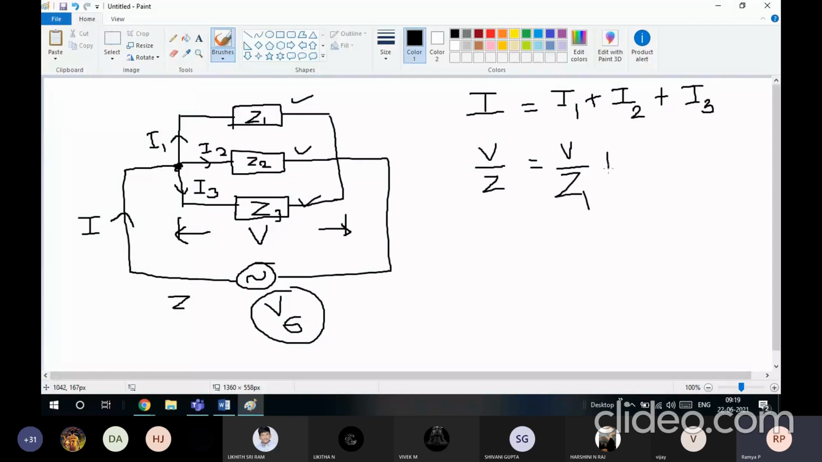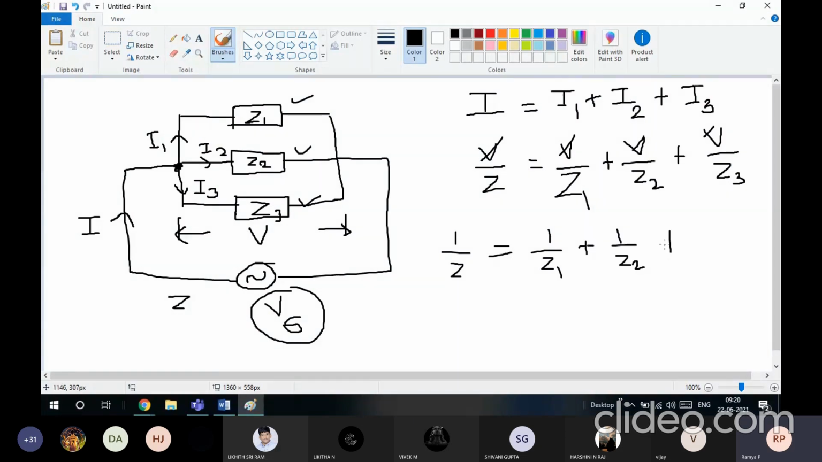Similarly, I can write it for I2: the current is V divided by Z2, and for the current I3 again it will be V divided by Z3. Now you can take a common factor out. V is common. If I take it outside, all the V's will be cancelled. So finally you get the expression 1 by Z equals 1 by Z1 plus 1 by Z2 plus 1 by Z3.